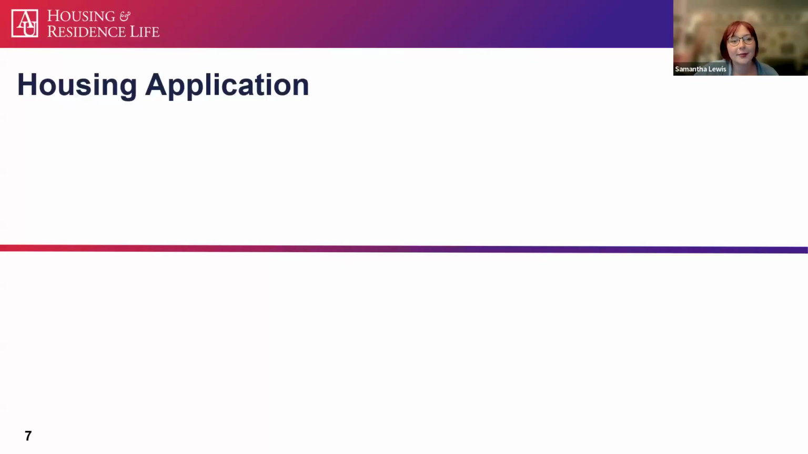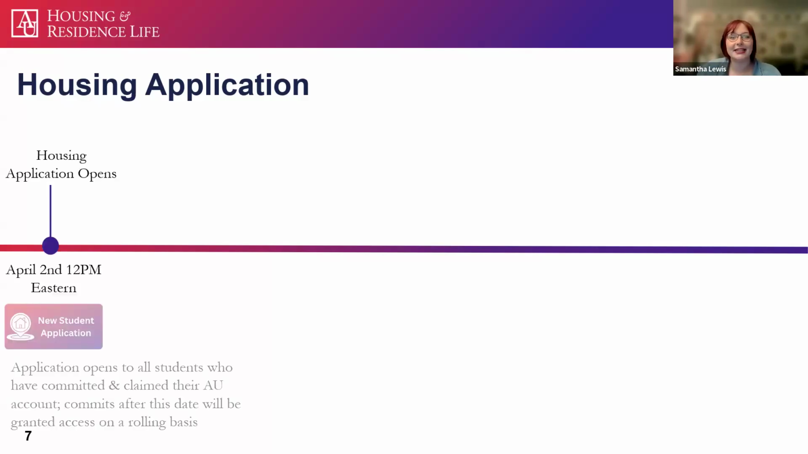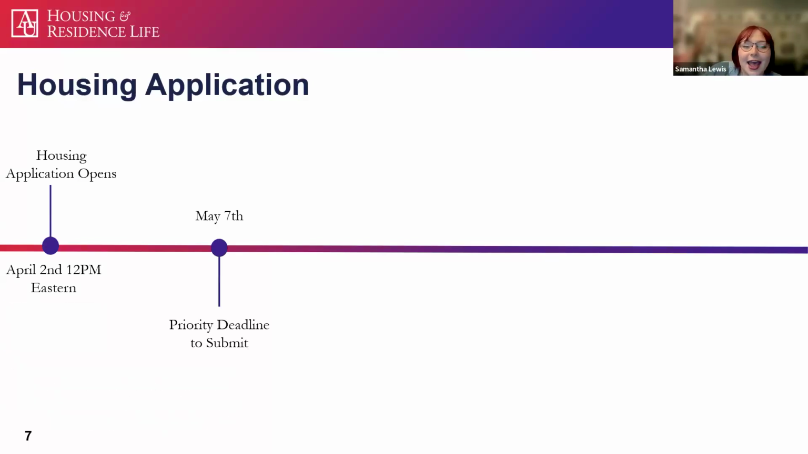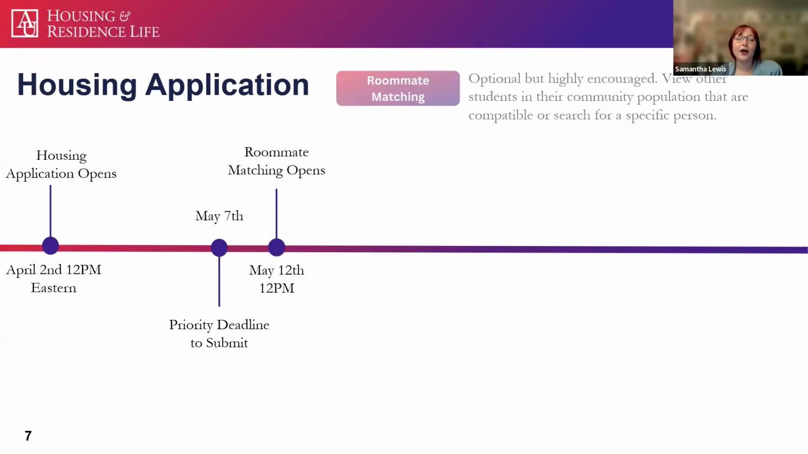The first date on our timeline has already passed. It was April 2nd, when the housing application opened to all students who have committed and claimed their AU account. The next date to know is May 7th. That is our priority deadline to submit. Following that, roommate matching will open May 12th at noon. This is optional, but it's highly encouraged. You're able to view other students' community profiles within your community and find a compatible person.